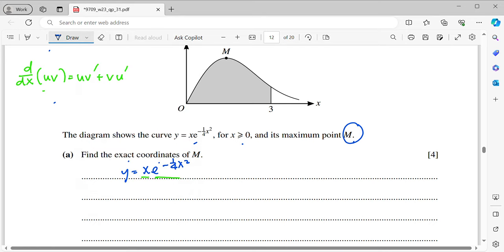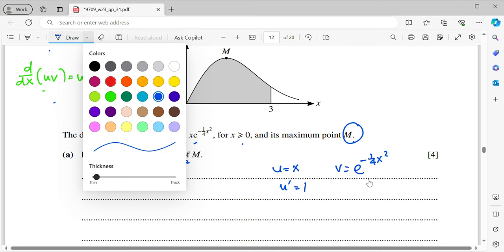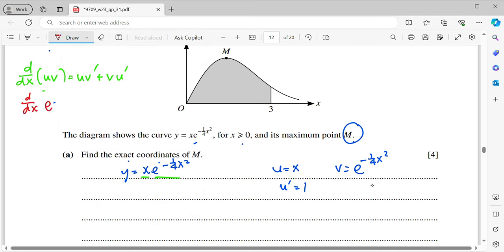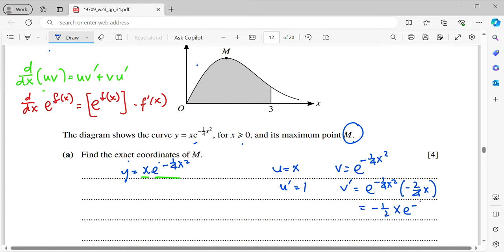Okay, so now I will write down my u is x. So u' is 1. My v is e^(-1/4 x^2). So when you differentiate an exponential function, let's say e^f(x), it will be e^f(x), just rewrite the whole e, then multiply with the differentiation of the power of e, which is f'(x). Okay, this is the formula to differentiate the e. Now what we need to do here is, your v', just rewrite. And then when you differentiate negative 1 over 4 x squared, it will be negative 2 over 4 x. So this is negative half x exponential negative 1 over 4 x squared. Okay, that is our v'.